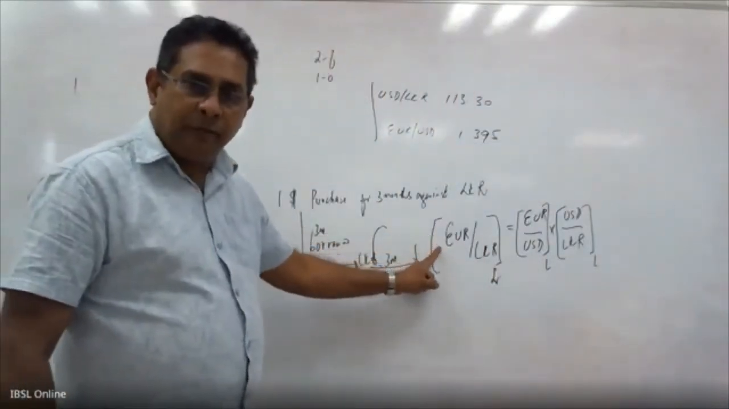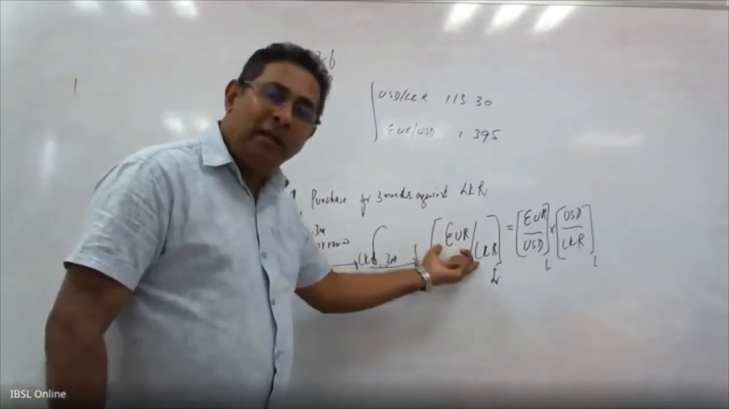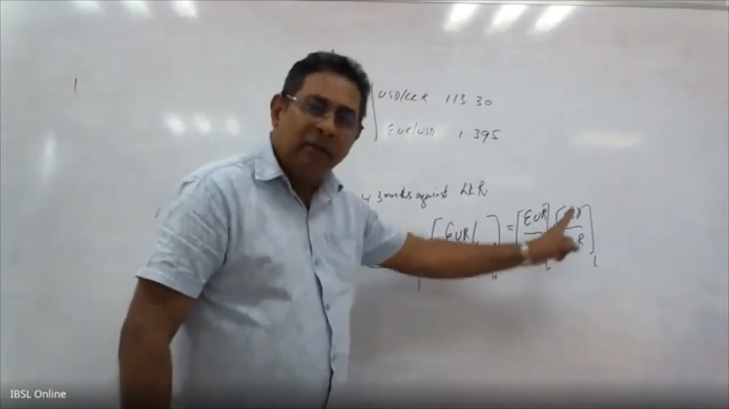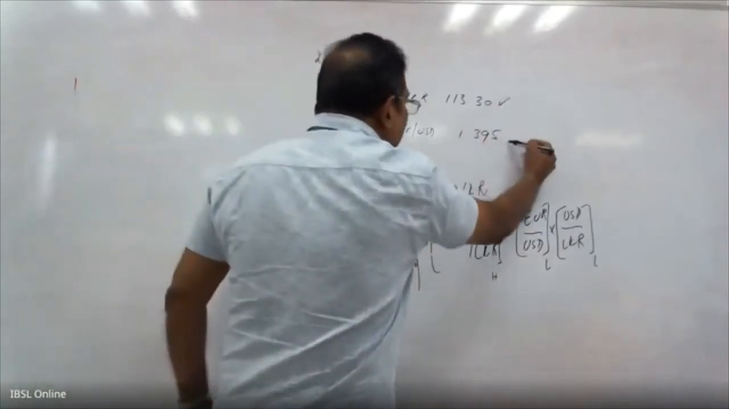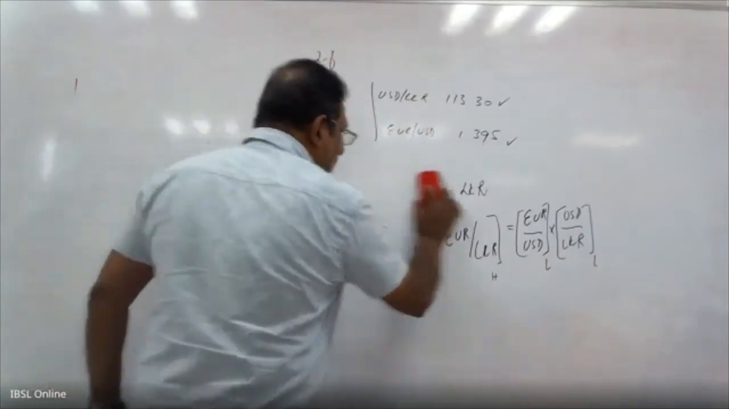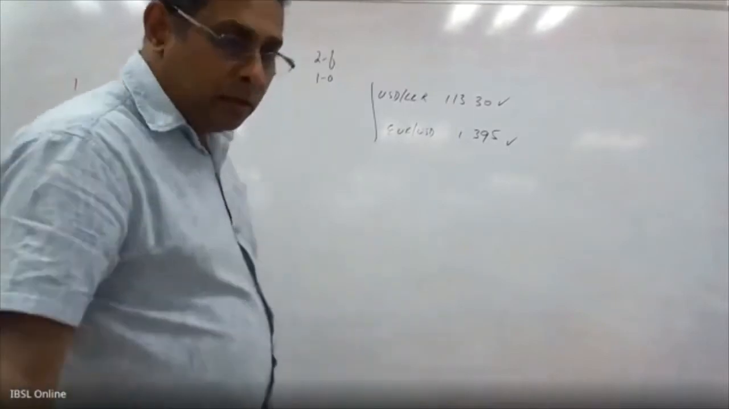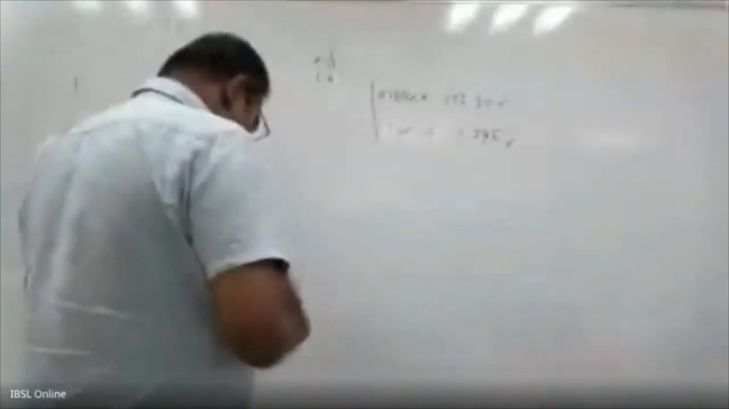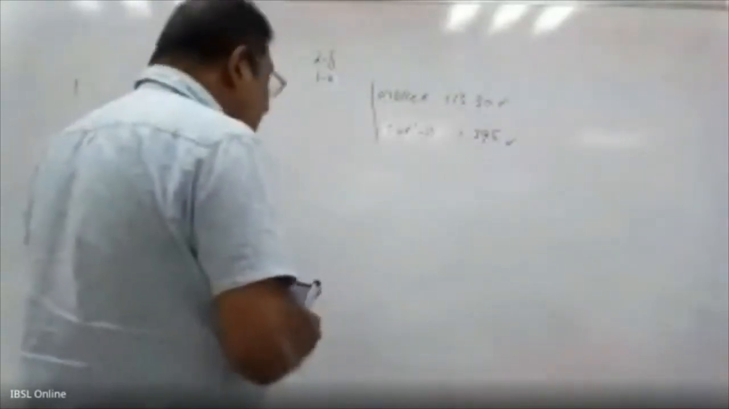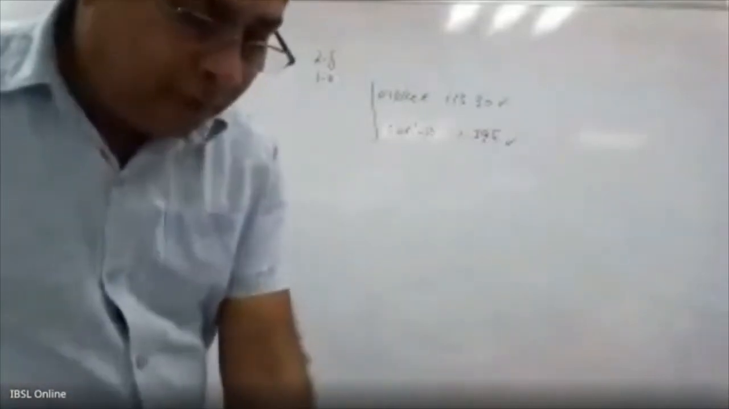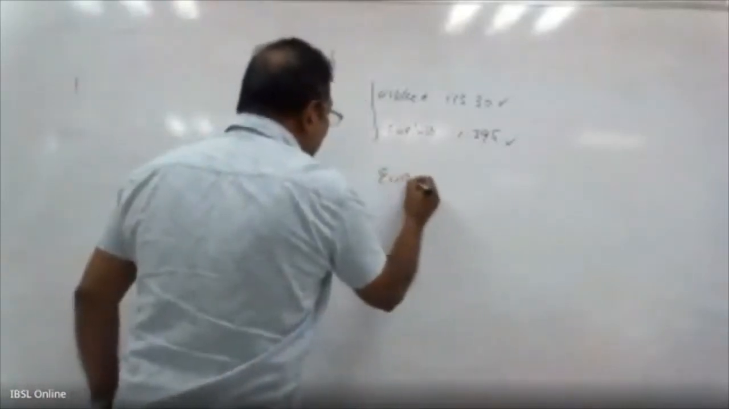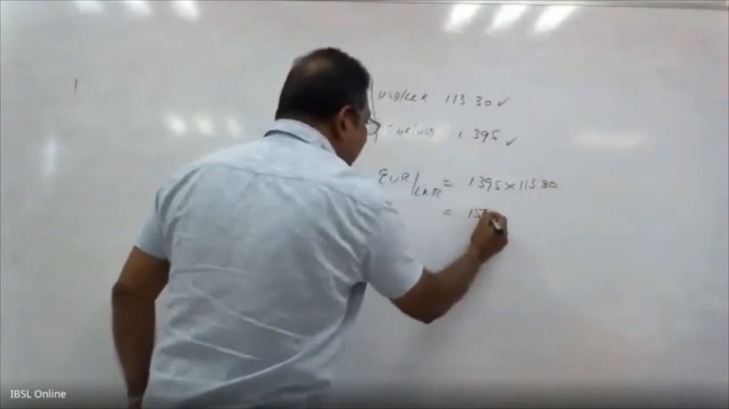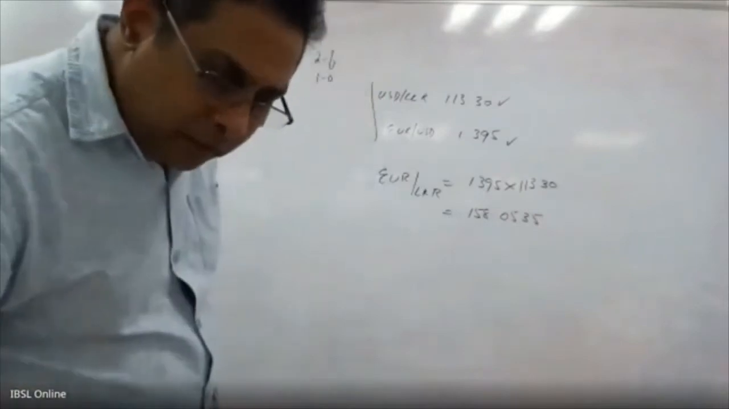Now the customer cancels this export. When you cancel the export, you have to give the highest rate. So the rate becomes high. For this to become high, this has to become high, and this has to become high. So in that way also, you take the highest rate. Right? So we'll multiply and see what the answer is. 113.30 into 1.395, I'm getting 158.0535. So EUR to LKR is equivalent to 1.395 into 113.30. Now I got 158.0535. Let me double check. Yes, 158.0535.